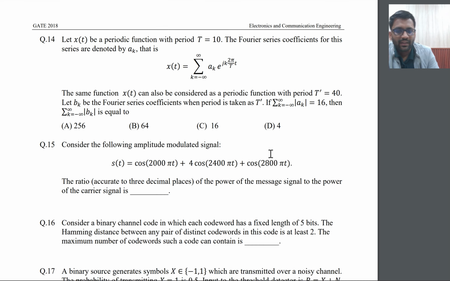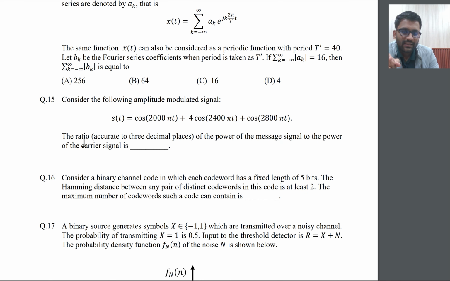Okay. Now in this question, what are they asking? They are asking the ratio of the power of the message signal to the power of the carrier signal, and an amplitude modulated signal is given. Now you do not know what is meant by amplitude modulated signal. You do not know what they are asking here. You certainly know that this question is from communication system, but they are asking the ratio of the power of the message signal to the carrier signal. Now which one is the message signal, which one is the carrier signal, you don't have any idea. So here, you need to drop it.